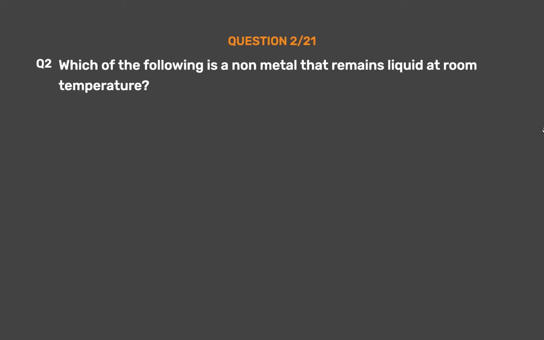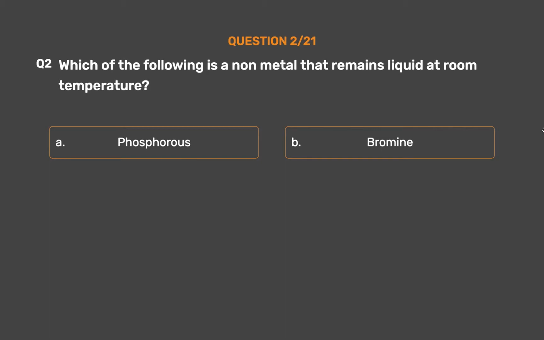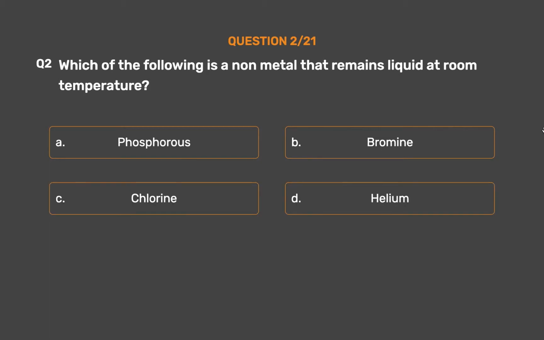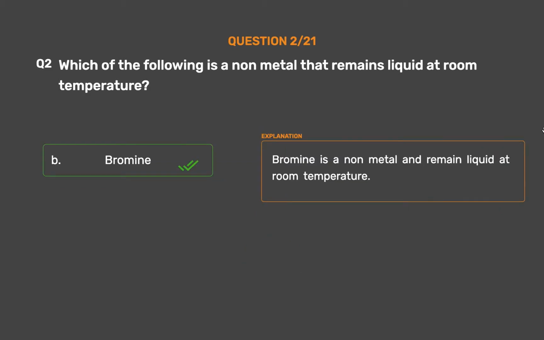Question number 2. Which of the following is a non-metal that remains liquid at room temperature? Option A. Phosphorus. Option B. Bromine. Option C. Chlorine. Option D. Helium. The correct answer is Option B. Bromine. Bromine is a non-metal and remains liquid at room temperature.